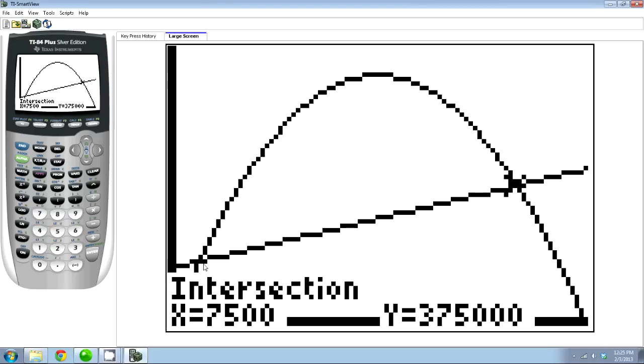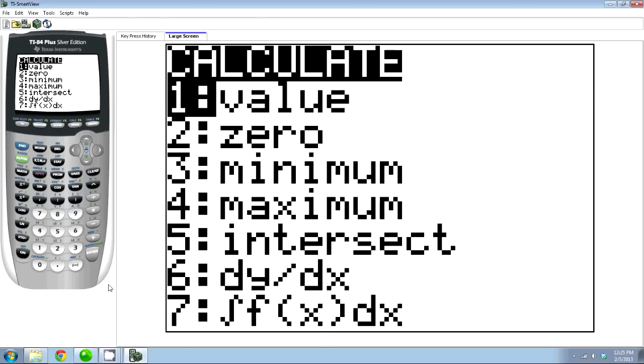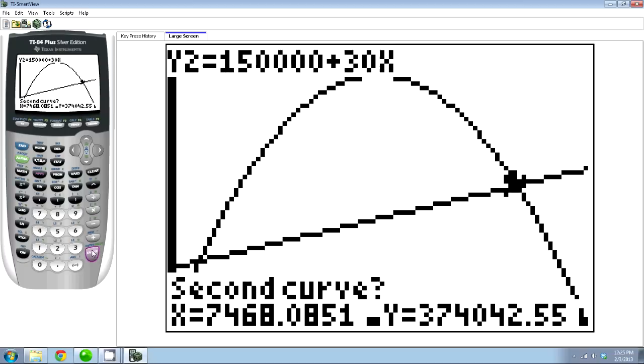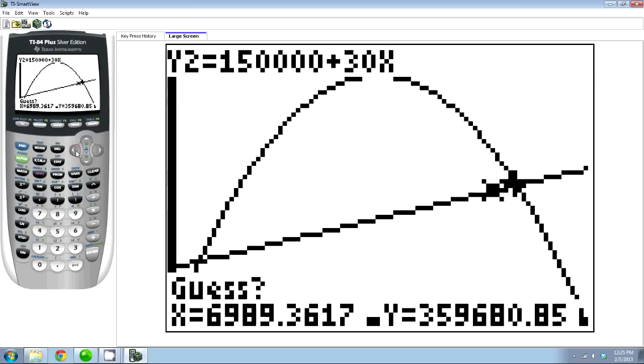Now it crossed down here too, so I'm going to press second, calculate, and I'm going to say intersect, first curve, second curve. This time when I say guess, I'm going to go down towards that point on the left. You want to get pretty close to it, otherwise it might go find the other point we already found. So that's why I'm still clicking.